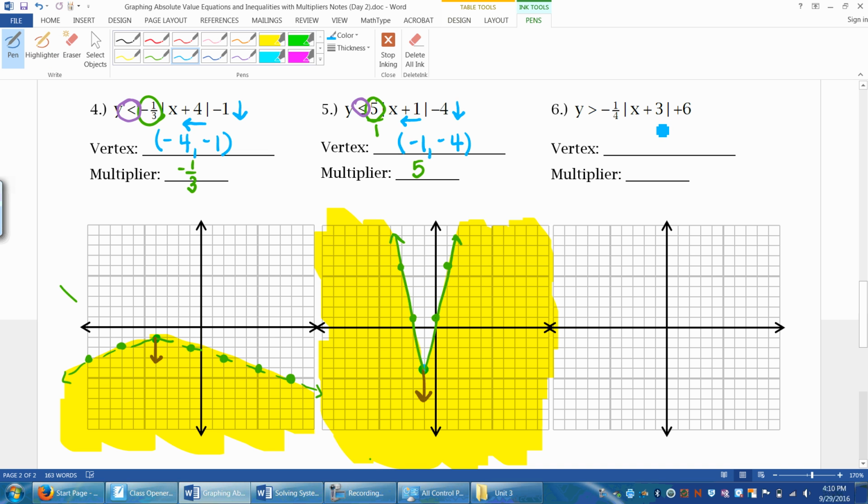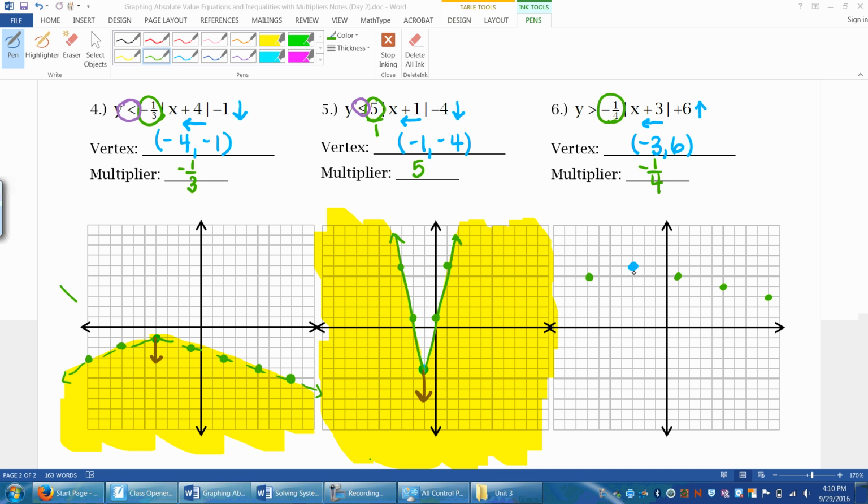Last one, inside the absolute value tells me horizontally, so left 3. Outside is vertically, so up 6. My vertex is at -3, 6. The multiplier is -1/4. The negative tells me to go down 1 and to the right 4. On the other side, down 1, left 4.